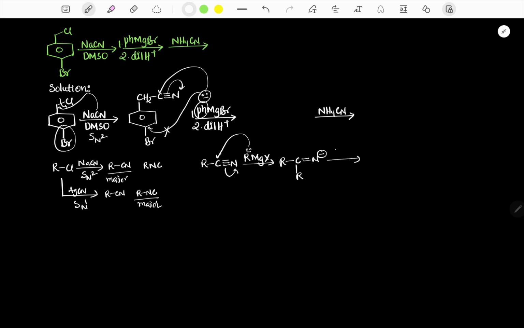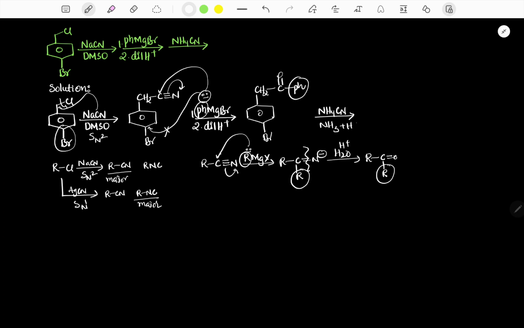Now this product undergoes hydrolysis and gives the corresponding ketone. So similarly here also, after attack by Ph minus and then hydrolysis, it finally forms the corresponding ketone. Now the ketone is treated with NH4CN. NH4CN means NH3 plus HCN.